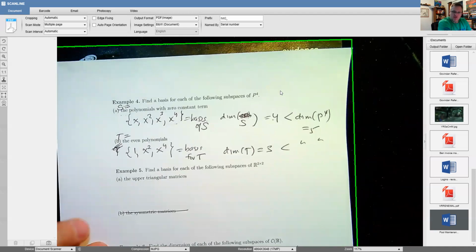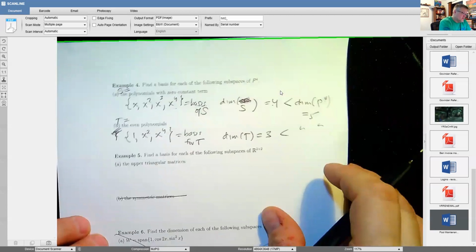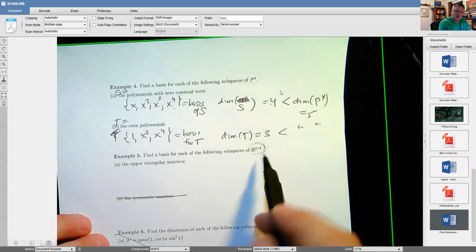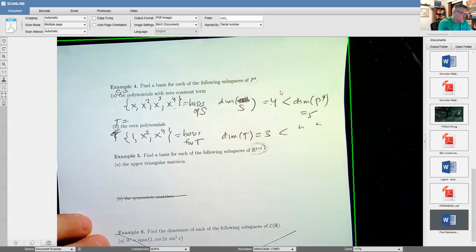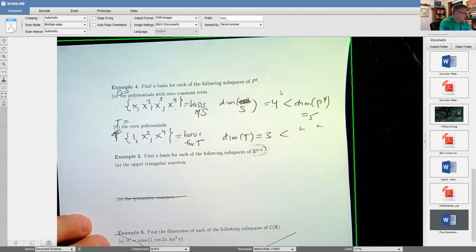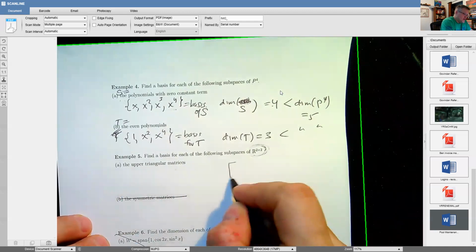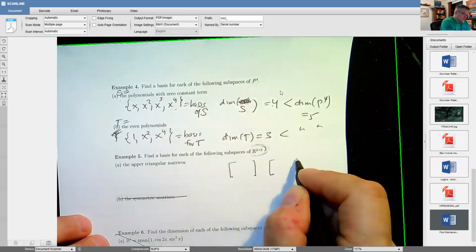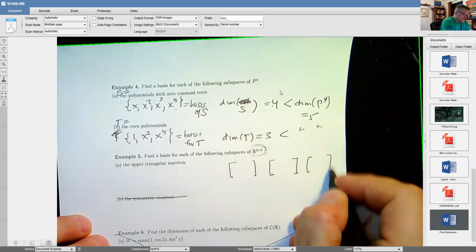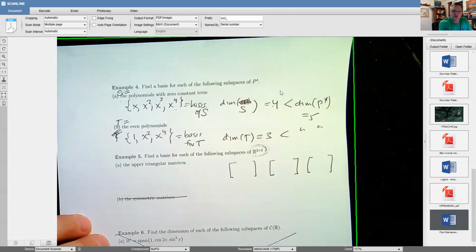Great. And then just along similar lines, just so we don't always have to think in terms of polynomials and functions, you can also think in terms of sets of matrices, right? So we have the set of all 2x2 matrices, and we want a basis for the upper triangular matrices, right? You want to form just enough matrices that when you add constant multiples of them together, you get an upper triangular matrix of any sort that you want.